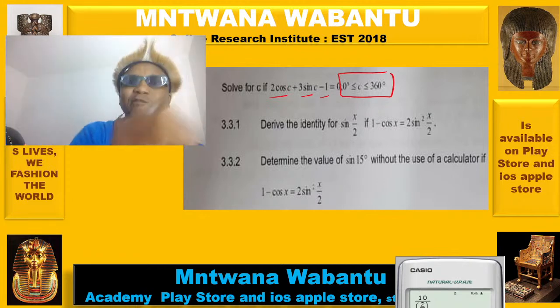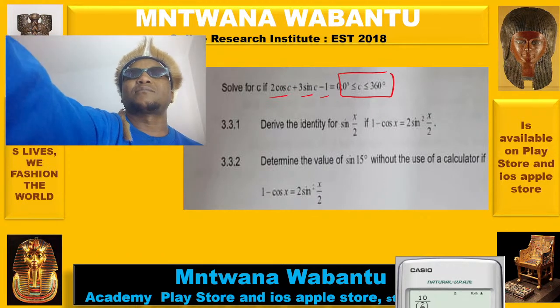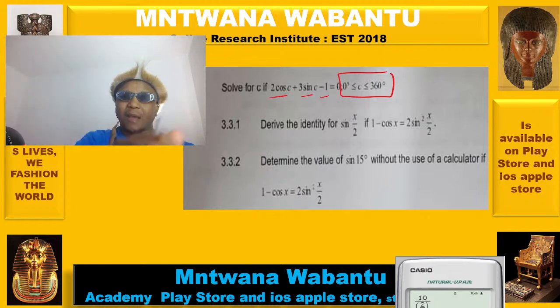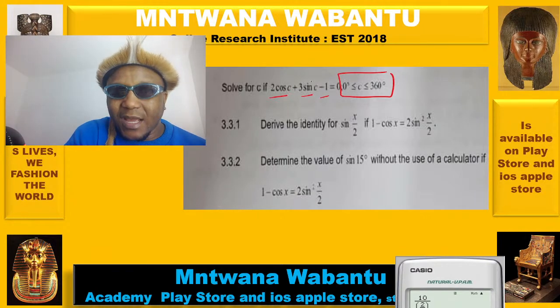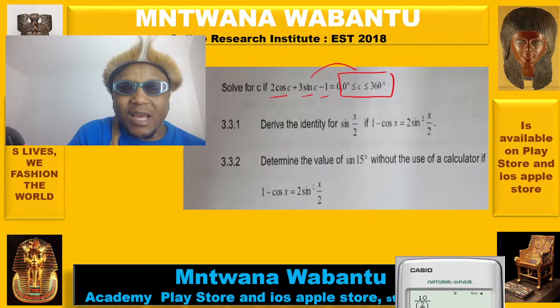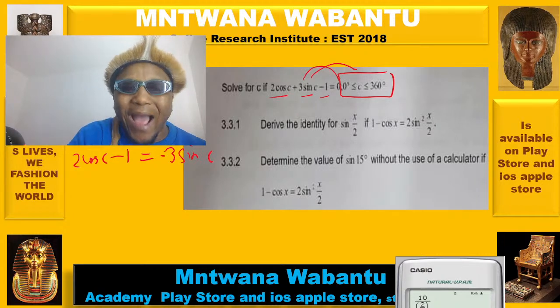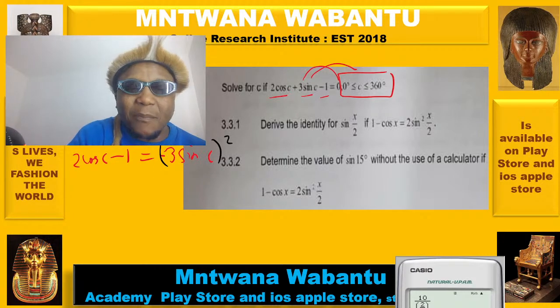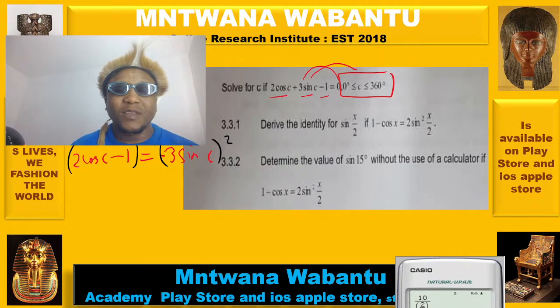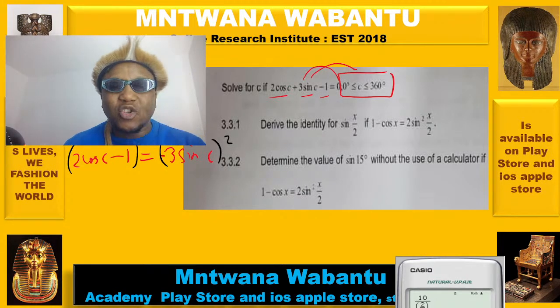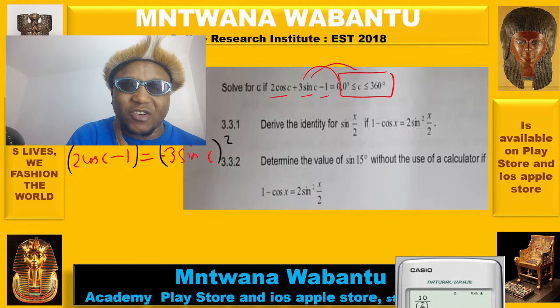So we're going to separate this. Let me take this side to the other side. So this is going to be 2 cos c minus 1 on the left, and then the equal sign. I'll take these to the right, but there's a 0. So this is going to be negative 3 sine c. I'm going to square throughout. I've separated, but I want to square, because I want to introduce the trigonometric identity rules.